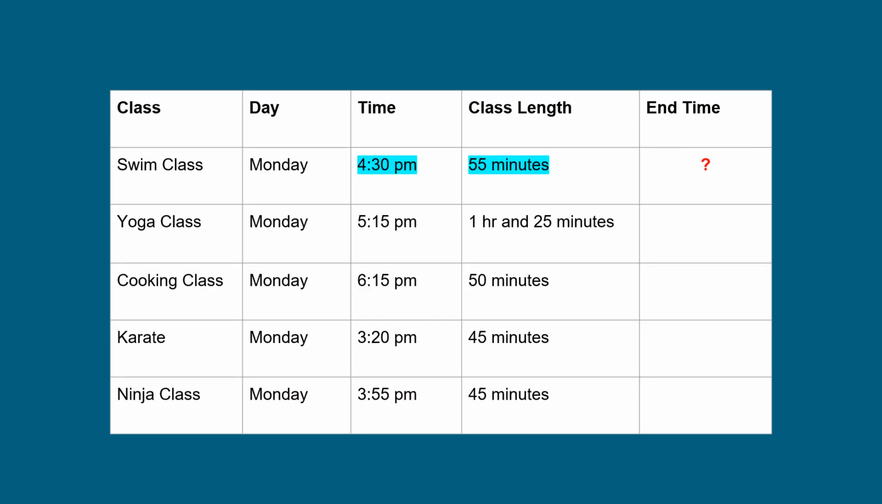So now we know that we need to find the end time for each class to be able to choose classes for Mason. So let's do the first one together. Think about swim class. It begins at 4:30 p.m. and it lasts 55 minutes. What will the end time be?